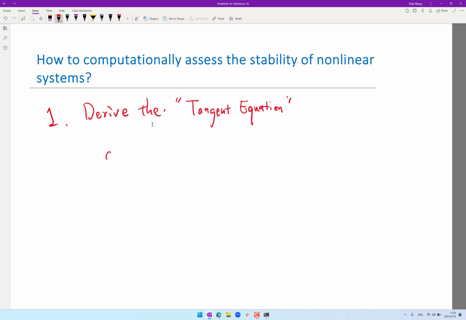Okay, so let's look at both maps and differential equations. Basically, it gets you a linear equation from a nonlinear equation, right? For example, if I have a map u_{k+1} equal to f of u_k, the tangent equation governs the dynamics of a tiny perturbation. That means u_k is perturbed into u_k plus an infinitesimal epsilon times v_k. So v is the direction of the perturbation, and the magnitude of the perturbation is always infinitesimal.